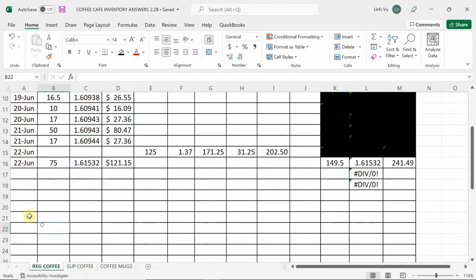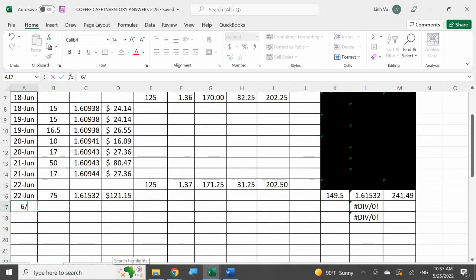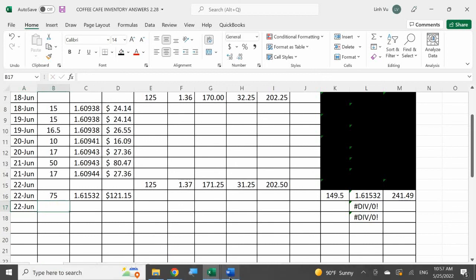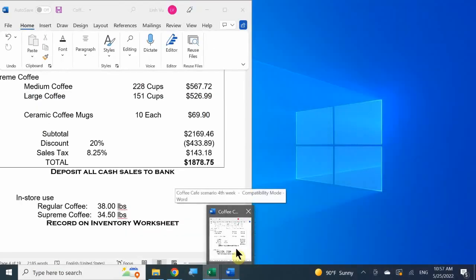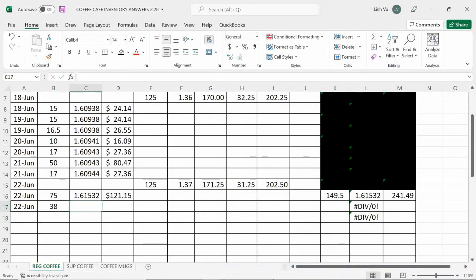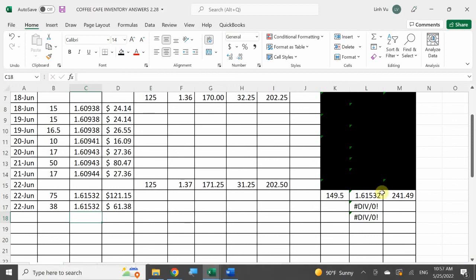We go to regular coffee, because how many pounds did I use? I ended up using 38 pounds. And right now, my average cost per item is $1.61532. So that should give me a total of $61.38 that I used.